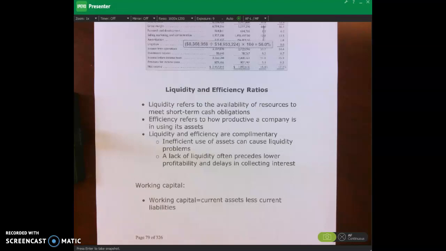And as I was saying in the first lecture video, these ratios are divided into several different categories. The first category is liquidity and efficiency ratios. Then we'll talk about solvency ratios. Then we'll talk about profitability ratios. And then we'll talk about ratios that relate to market prospects.